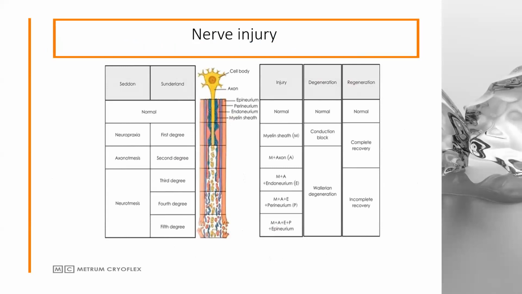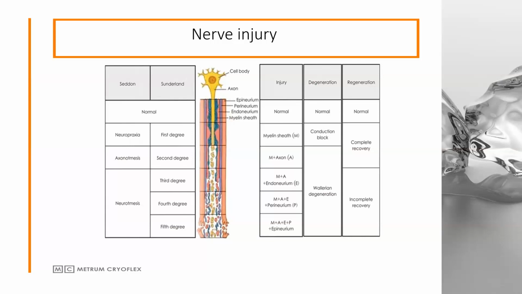The first degree nerve injury, to the left, as you can see here in the drawing, is an injury of the myelin sheath. However, the other layers such as the axons, the endo-, peri-, and epineurium are intact in the first degree, what we call neuropraxia. What happens is you have a conduction block, and you expect a complete recovery from the first degree nerve injury.